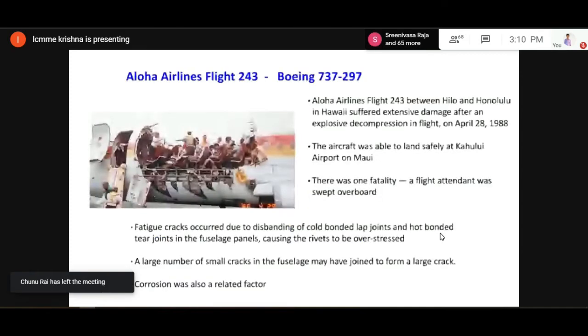So here you can see one classical example, Aloha Airlines flight 243. It's a Boeing 737 aircraft, flight 243 between Hilo and Honolulu in Hawaii. It suffered extensive damage after an explosive decompression in flight on April 28, 1988. The aircraft was able to land safely at Kahului Airport in Maui. There was one fatality, a flight attendant who was swept overboard.